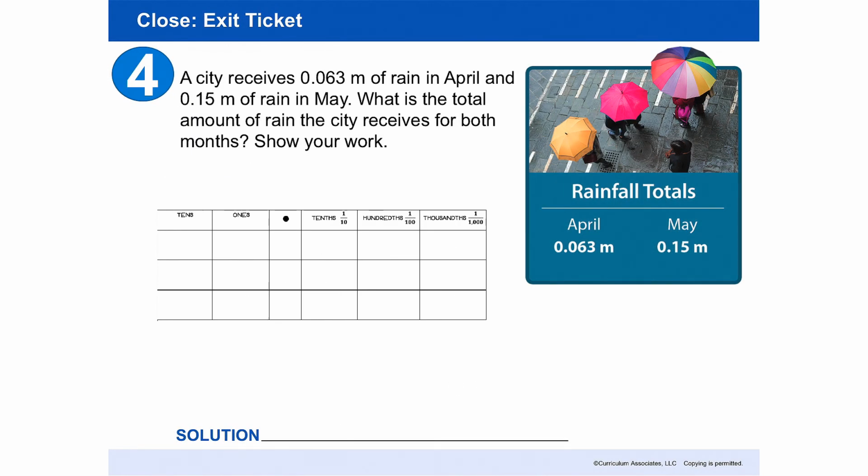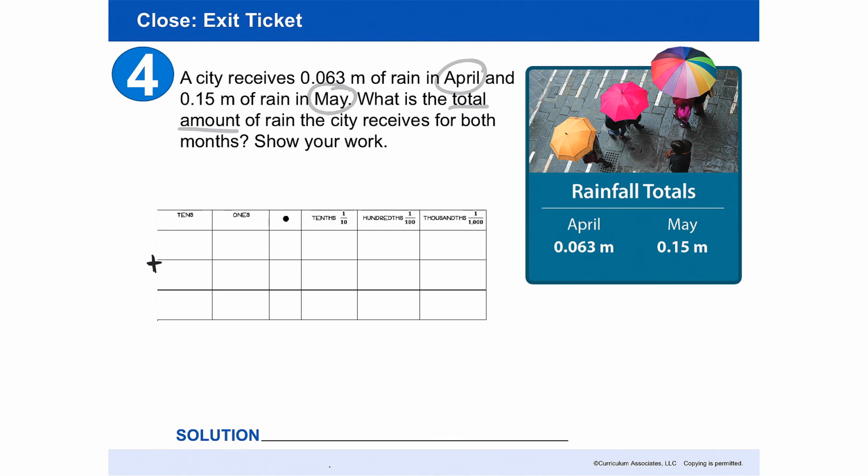Okay, number 4. A city receives 0.063 meters of rain in April and 0.15 meter of rain in May. What's the total amount of rain the city receives for both months? Show your work. So when we're looking at this problem, it says, what's the total amount? So that's asking me if I were to combine May and April. So that tells me that I'm going to be using addition for this problem. So all I'm going to do here is I'm going to take these totals, and then I'm going to put them in my place value chart and add them together.